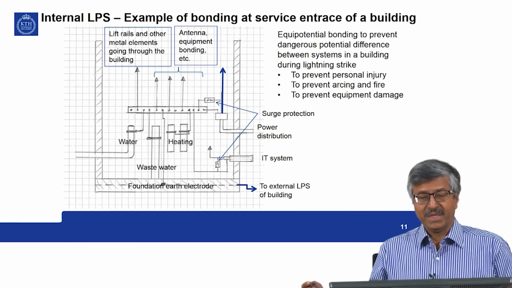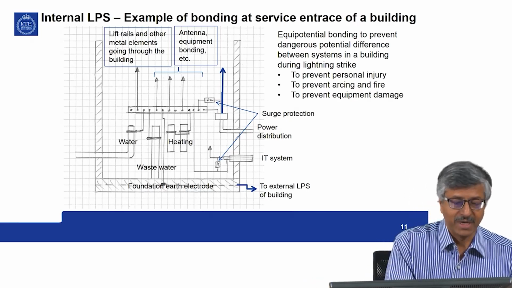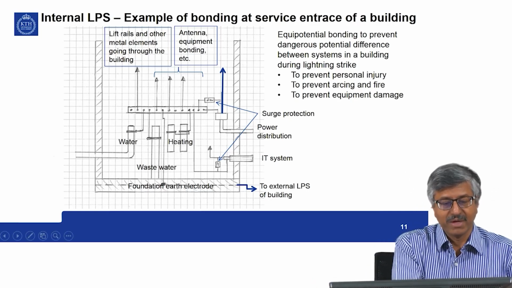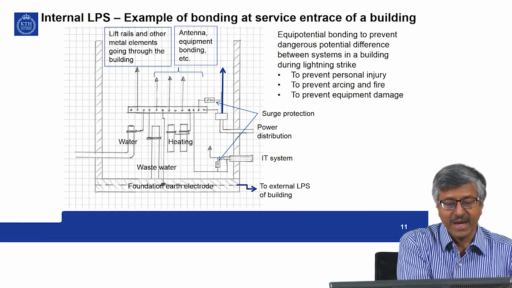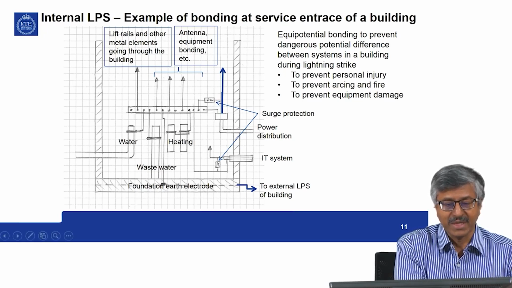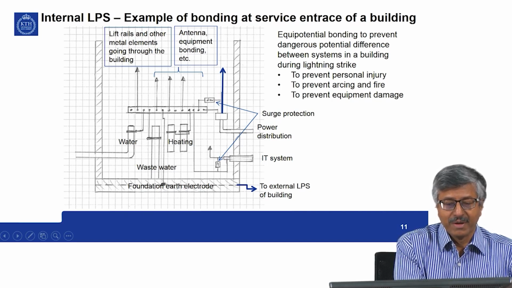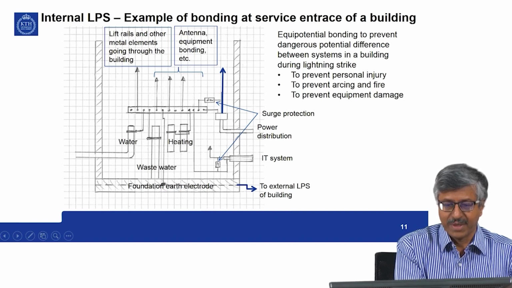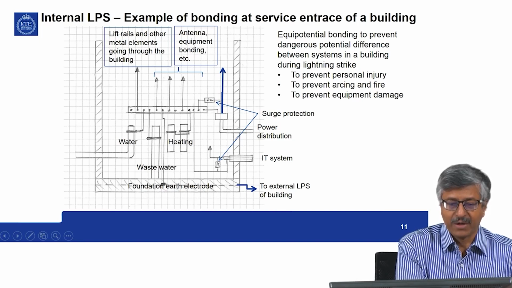It could well be that lightning is striking a water pipe somewhere several hundred meters away, and a lightning flash is coming here. Now, suppose these are all bonded together. This is an equipotential bonding bar, a bare copper bus bar where all these systems are connected together.